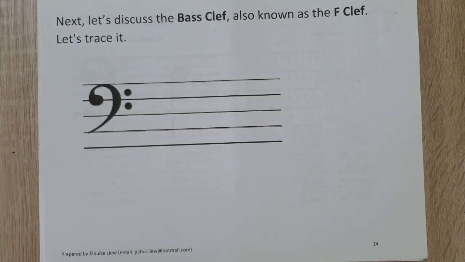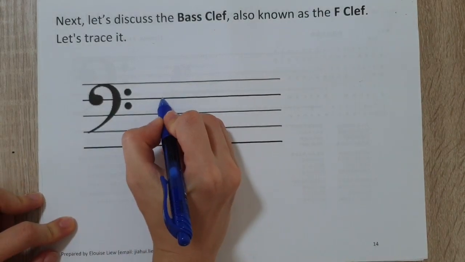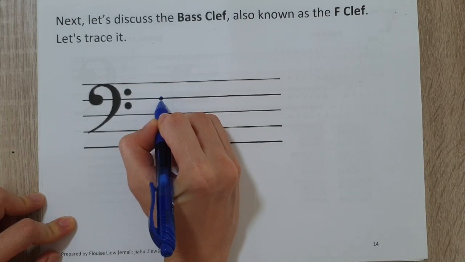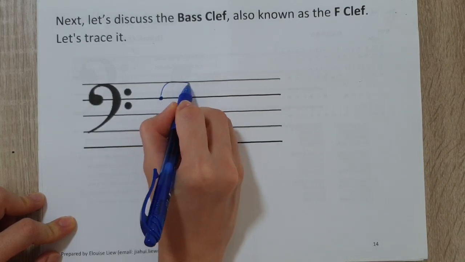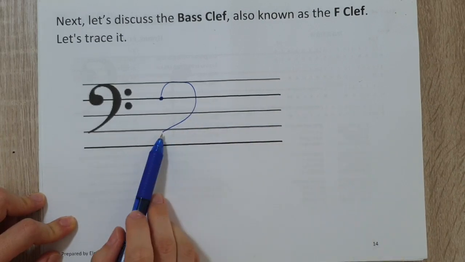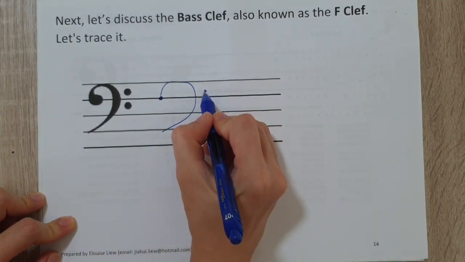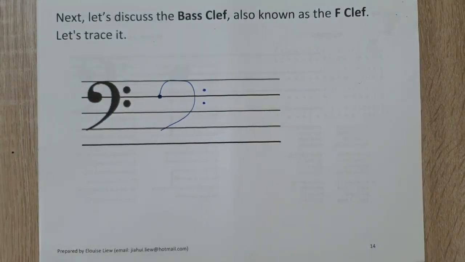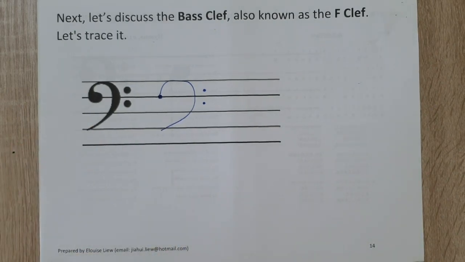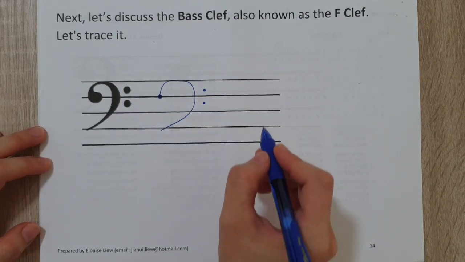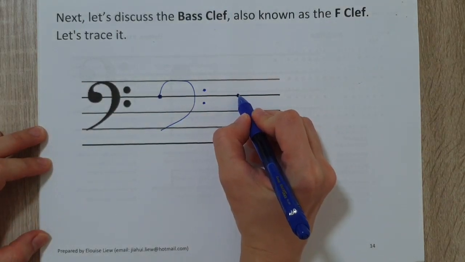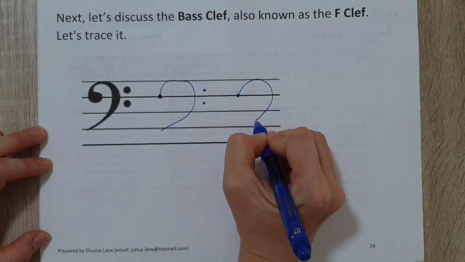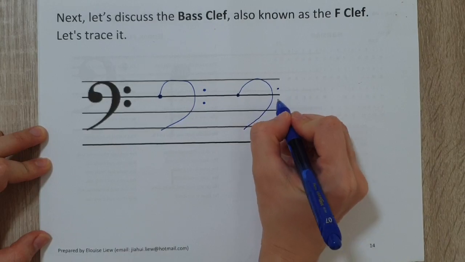Let's discuss the bass clef, also known as the F clef. Let's trace it. Starting from the 4th staff line, go up, down, and here, with the 2 dots in the 3rd and 4th space. It is easier to draw a bass clef than a treble clef, but it's okay, practice makes perfect. So let's trace the bass clef one more time. Starting from here, the 4th staff line, up, down, and we end here with 2 dots.